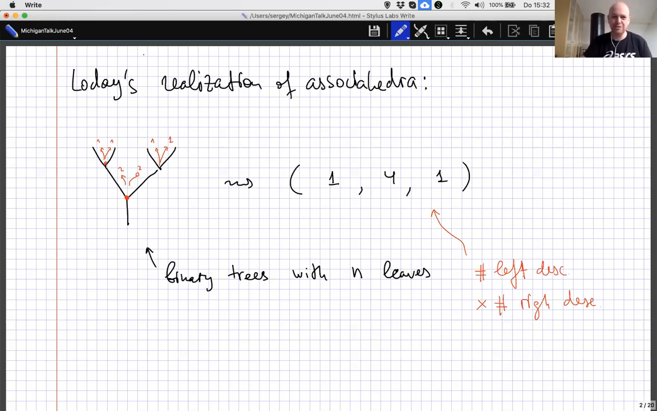Integral realization of associahedra, because my favorite one is different from the one that Pierre Guy introduced last week, the one of Shnider, Fomin, and Zelevinsky. My favorite realization is Loday's realization. To construct the Loday realization of the associahedron, what we have to do is list all binary trees with a fixed number of leaves.